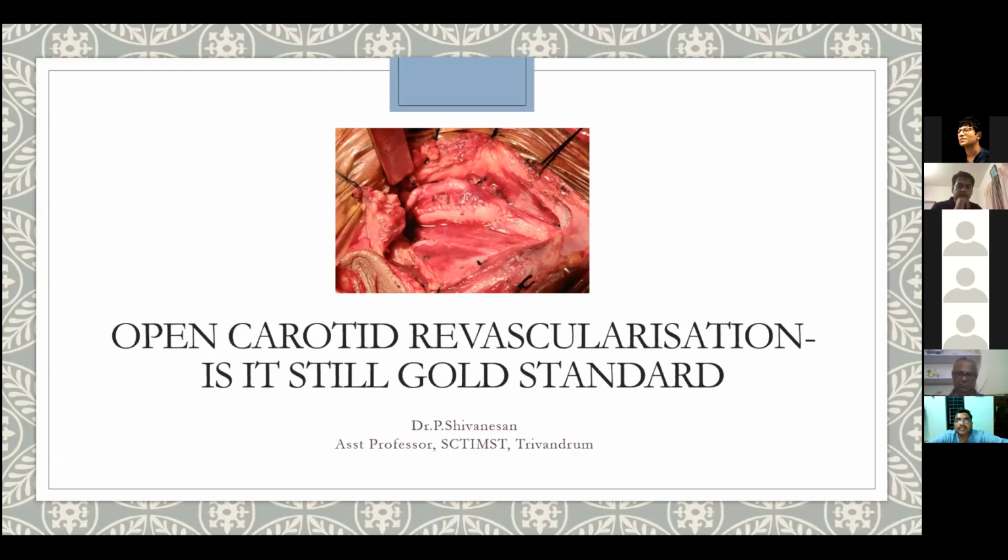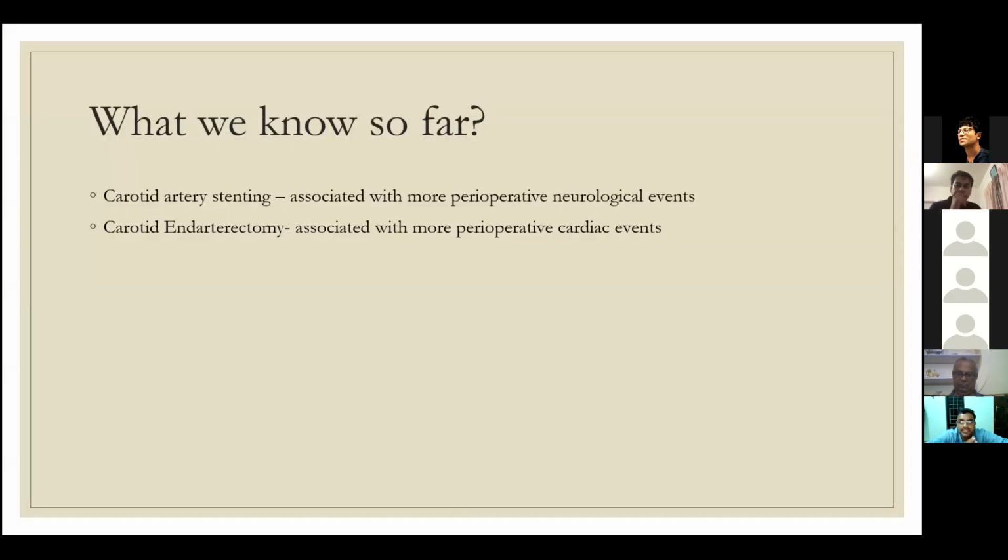The topic I have been given is whether open carotid revascularization is still the gold standard technique. I would like to thank Ambrish Satvik sir; there will be a lot of overlap between my talk and what he has shown. He has already made the point that carotid endarterectomy is definitely superior, so I just have to add a few more points to substantiate the statements.